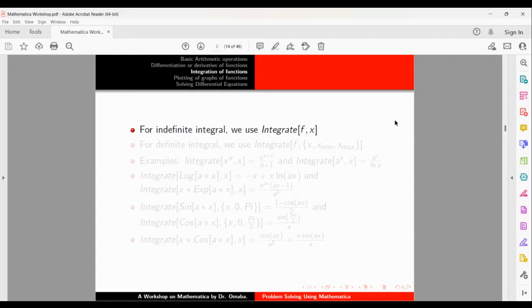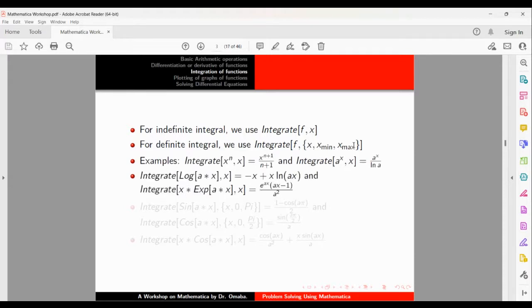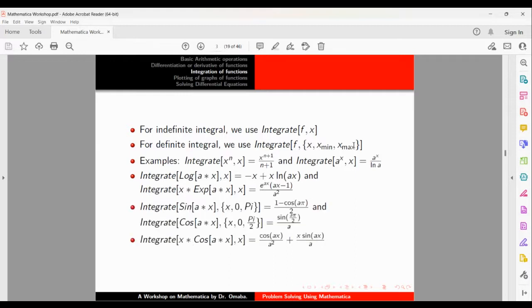But when we are dealing with a definite integral, then you write integrate, you write your f, and then you specify the limits. So you have your x minimum and the x maximum, the lower limit and the upper limit. So that's how to use integration. So these are the popular ones we know. So we'll now practice a few of them and then we'll move on. Okay, so let's see one or two.